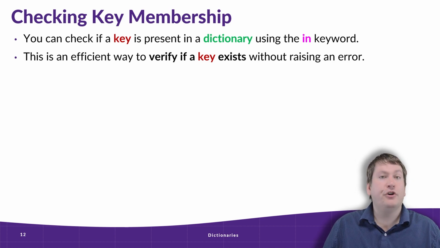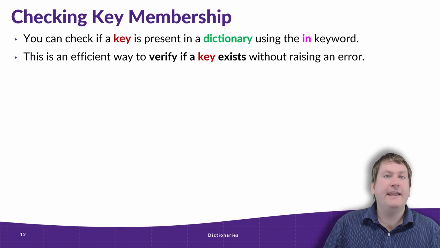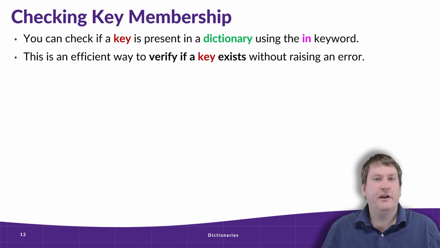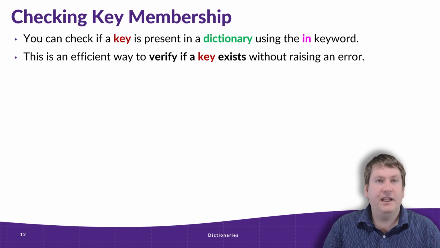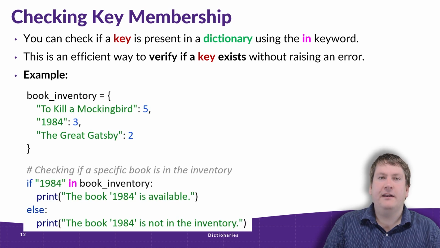So in will return true or false, true if that key exists in the dictionary, and false if it doesn't exist in the dictionary. But keep in mind, this is case sensitive if you're using strings as your keys. Let's take a look at an example.